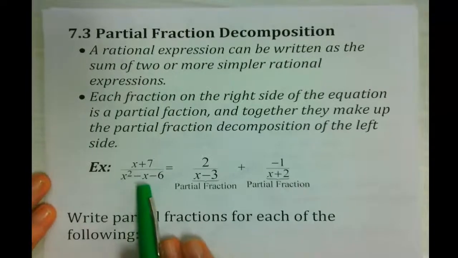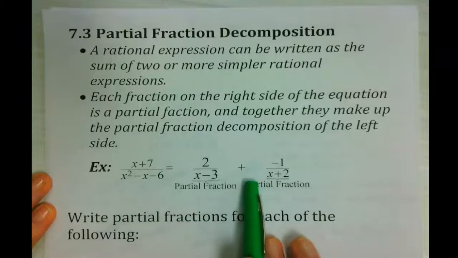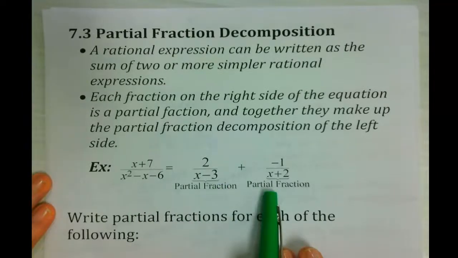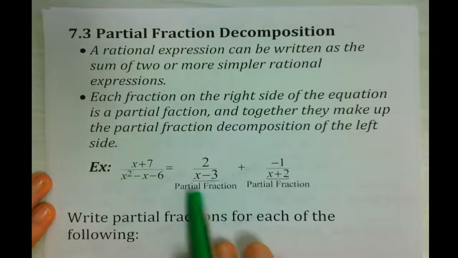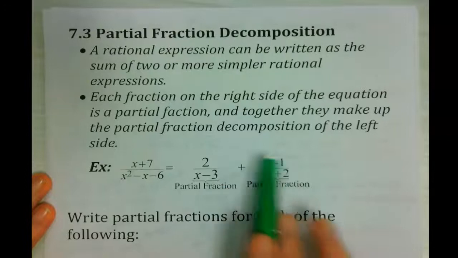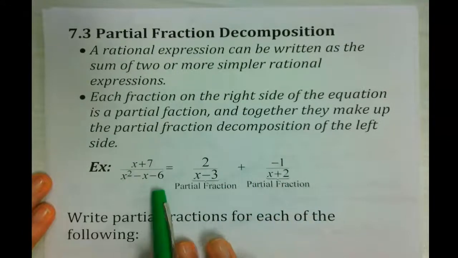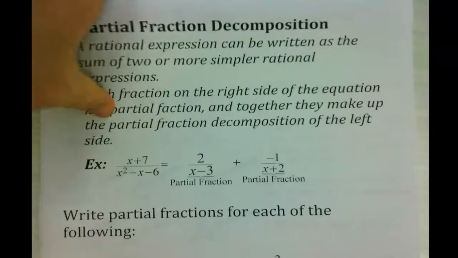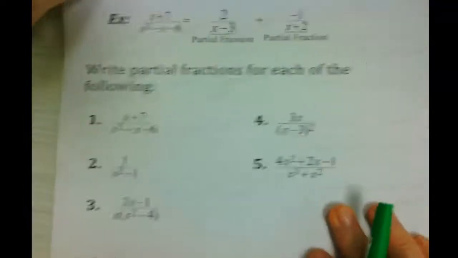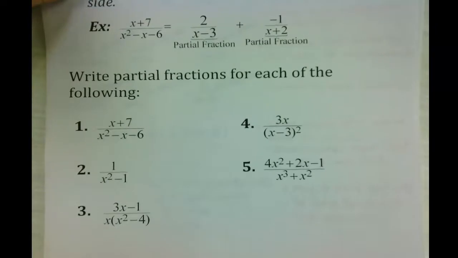So we're taking the answer, which we're starting with here, and we're breaking it back down into a possibility of two fractions that were put together to create it. And so this is a partial fraction, this is a partial fraction. The two partial fractions together created that answer. So we are going to work through 5 examples today just to make sure that you're good on this topic.